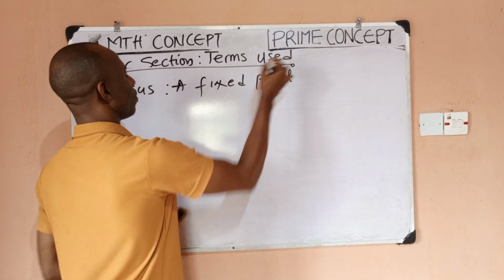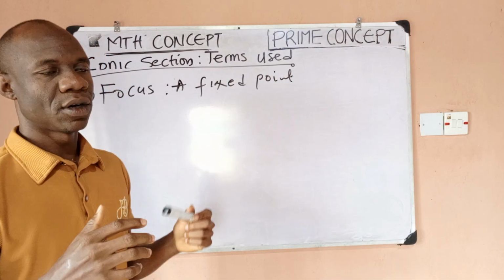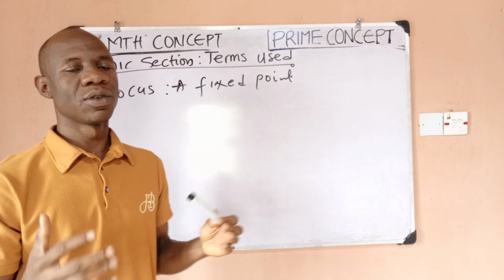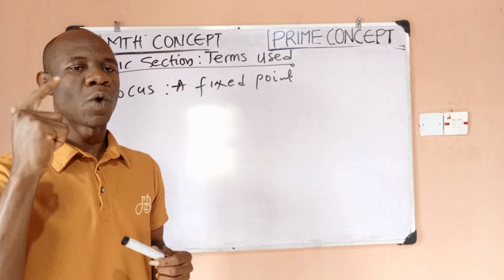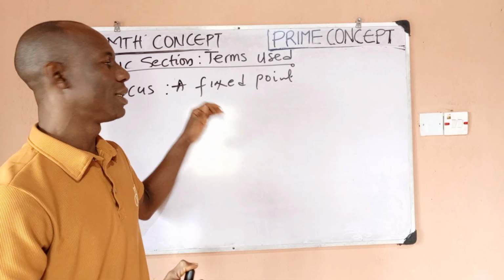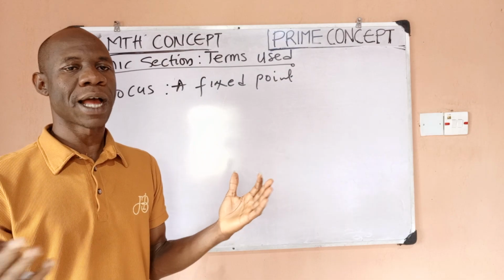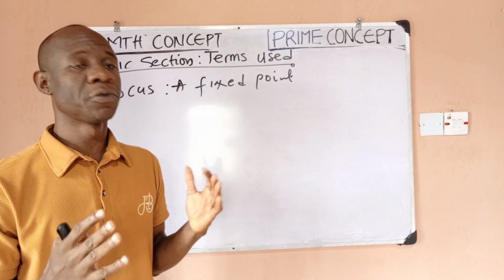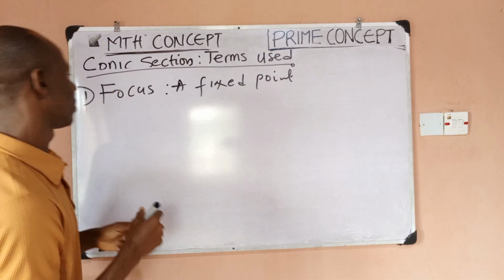So one of the things you want to know is that the parabola as a conic section is made of one focus, while the ellipse has two foci. The hyperbola also has two foci. So that is one thing you should take note of.